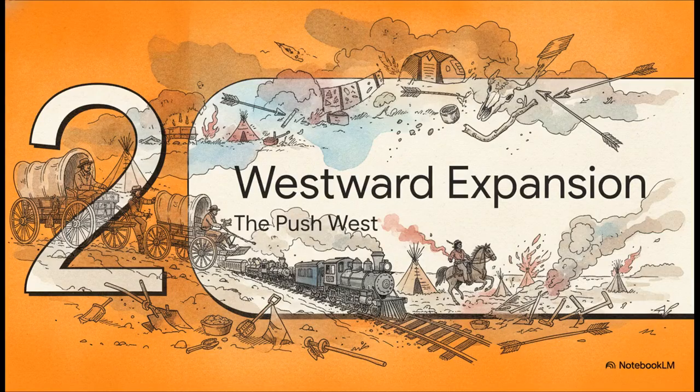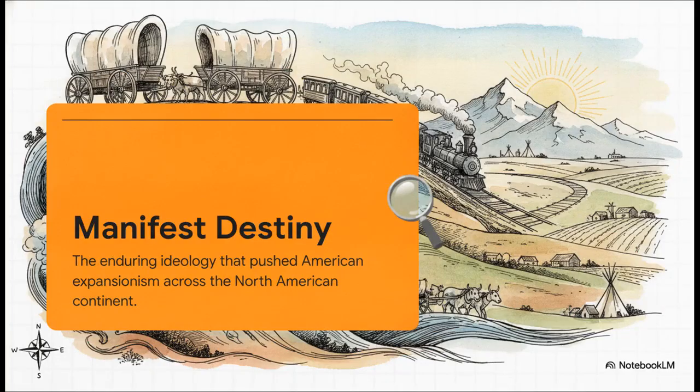Moving right along to Section 2, Expansion and Indigenous Displacement, the push west. You see, this relentless push wasn't just an economic reality. It actually morphed into a deeply held belief. This was driven by manifest destiny. Now, that's the enduring ideology that basically justified taking Western lands to expand American influence and power. It was this widespread belief that expanding across the North American continent wasn't just inevitable, it was a righteous mission.